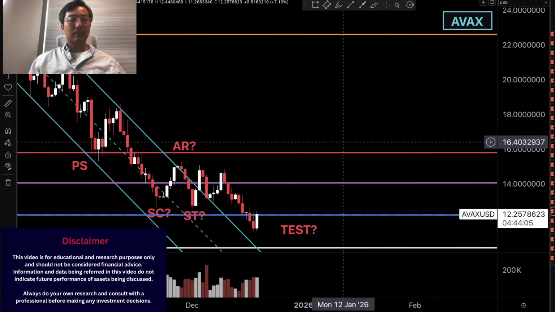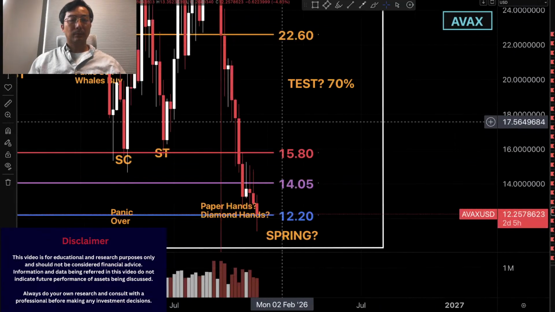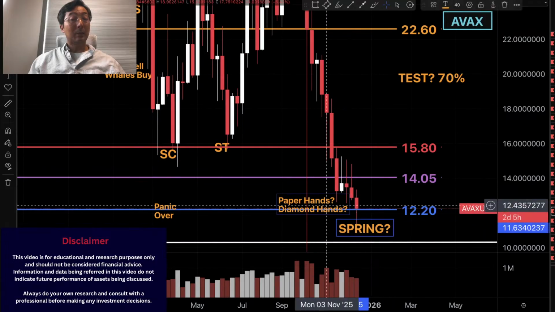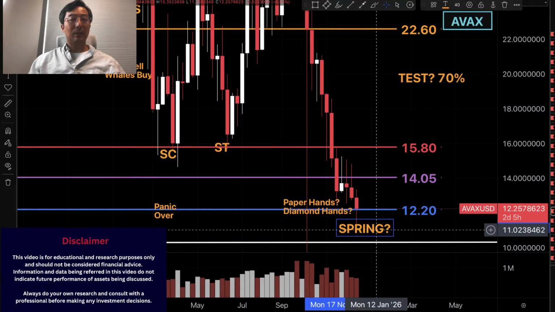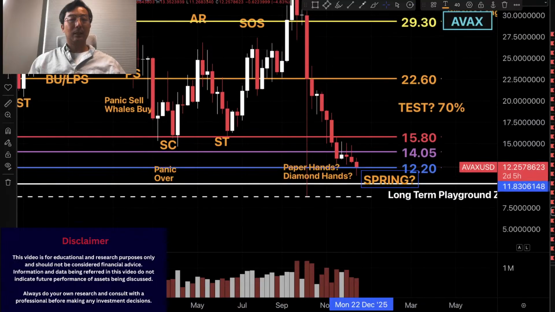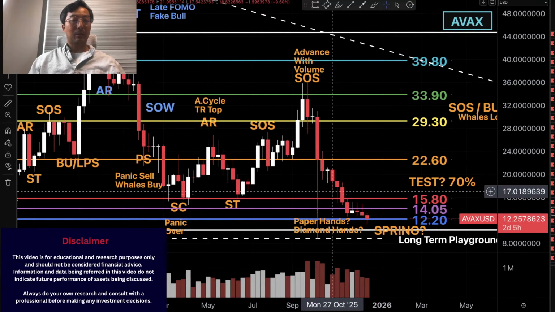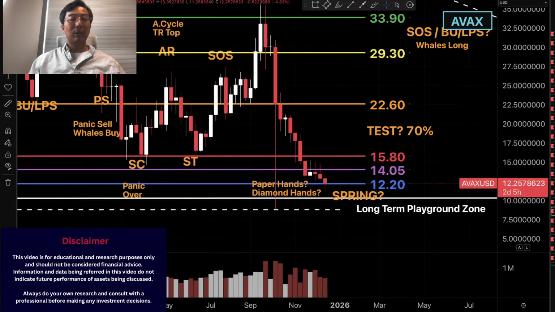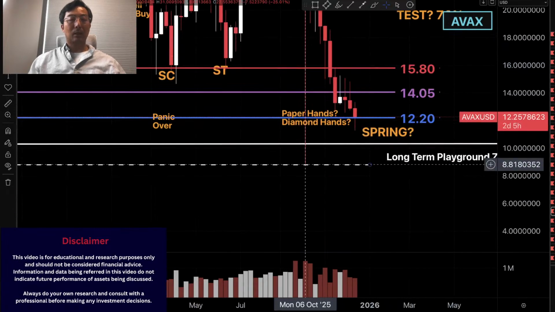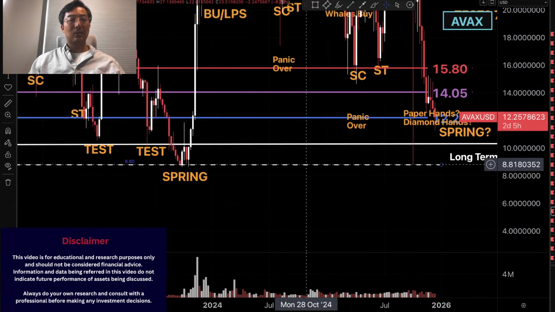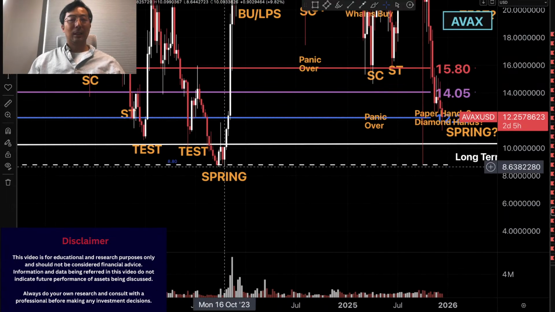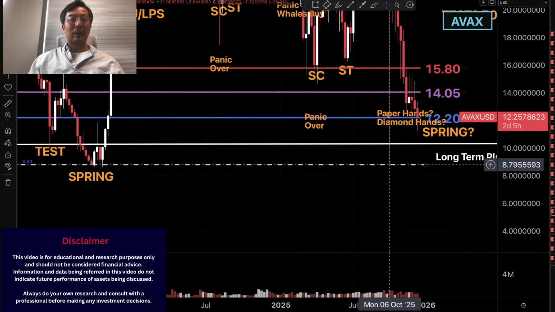Next, AVAX. AVAX, this may well be a very deep spring after a sign of strength back in mid-September. It's getting real low, but October 10th got to even lower, at around $8.80. So if we look to the left, we know where that was and why October 10th ended over there.